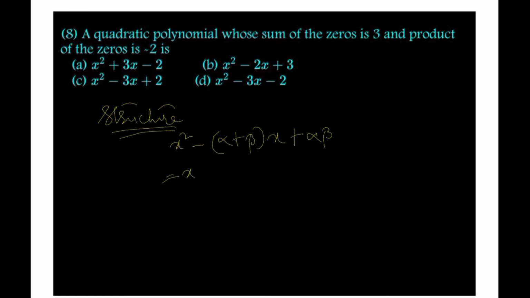And now x squared minus sum of the roots, that is alpha plus beta, is given as 3, into x plus product of the roots, which is given as minus 2. So plus into minus 2 will be minus 2. So x squared minus 3x minus 2 is the required quadratic polynomial, and option D is the correct answer. Let's move on to the next question.